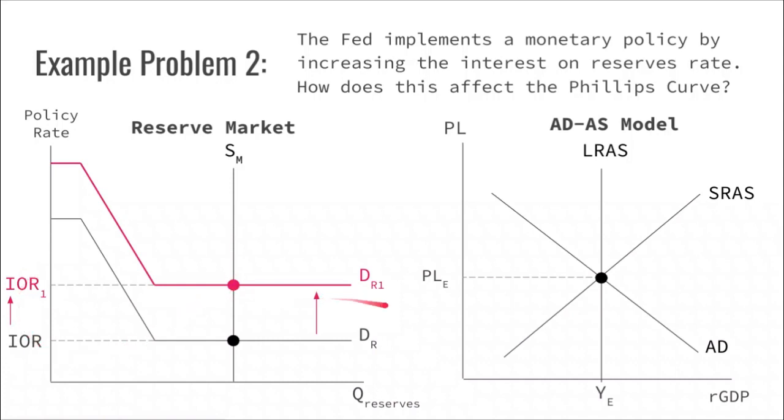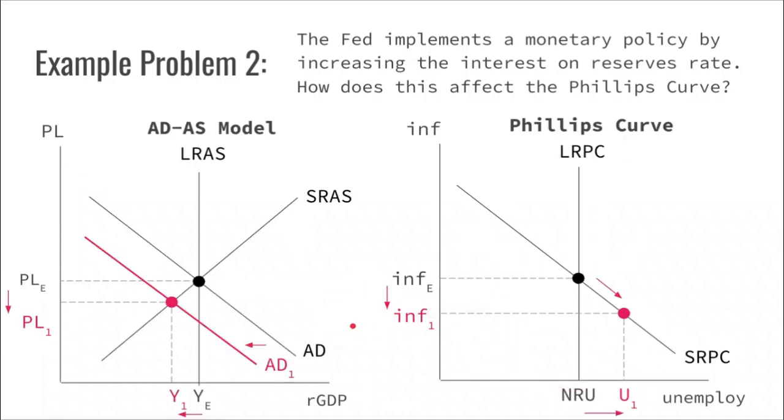How that's going to affect our ADAS model is that when the interest rate increases, consumer and investment spending decreases. So now our AD curve is going to shift to the left. When we shift to the left here, we can see that our price level has decreased and our RGDP has also decreased. How that's going to affect our Phillips curve is our price level is decreasing. When price level decreases, inflation decreases, so we're going to go down. And when our RGDP decreases, our unemployment rate is going to increase, so we're going to go to the right, over to this point here. That's going to be our new point where our economy is operating on the Phillips curve.